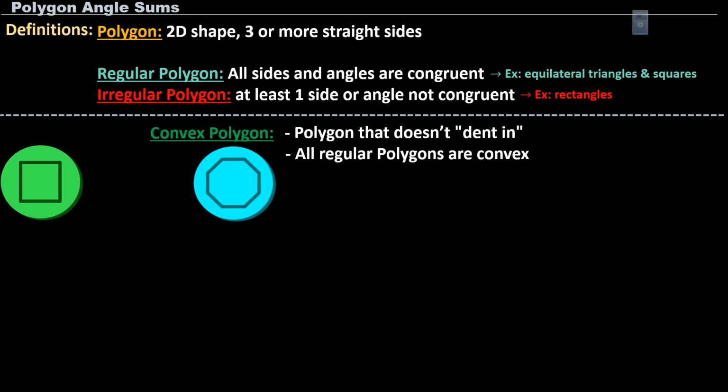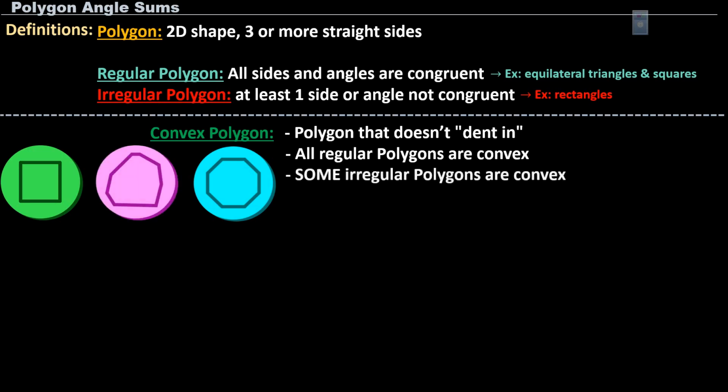All regular polygons are convex polygons, but even some of the irregular polygons can be considered convex. Even though this shape is not symmetrical all the way around, you have very different sides going on. Even though it's not symmetrical all the way around, it still is considered convex because at no point does it actually dent in to the shape. Everything is pointed outwards. So this is a convex irregular polygon.